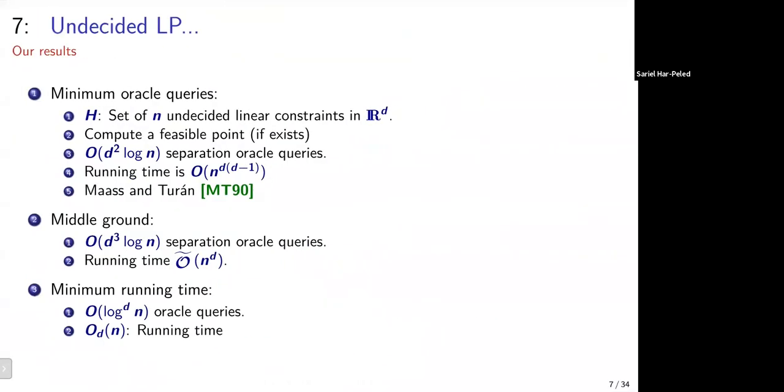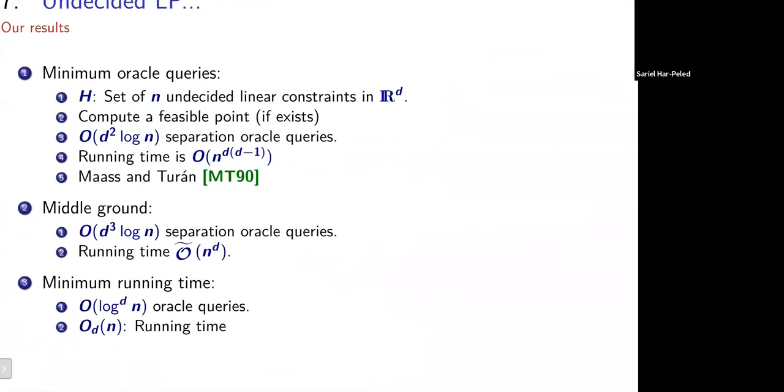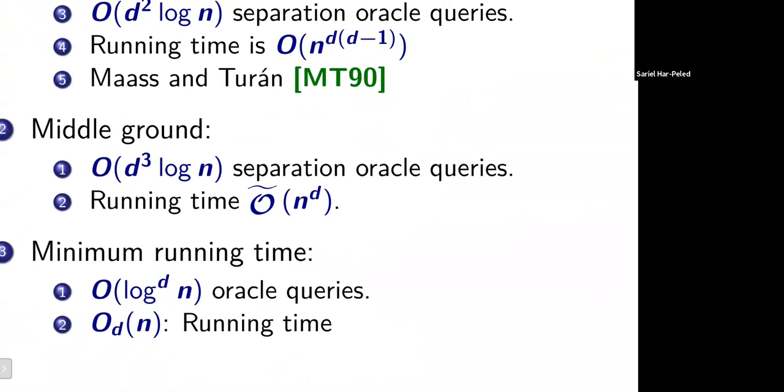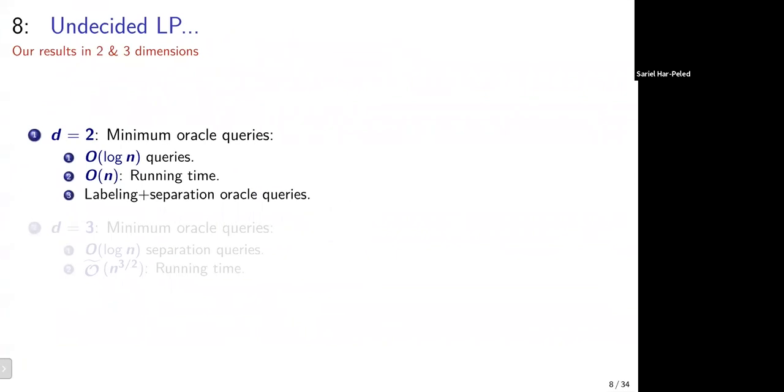And we also have an algorithm that is much better. The running time is linear. The constant, of course, in d is not happy, but the number of queries is slightly worse. It's log d to the n. So that's essentially what we currently have. And we have special results for 2 and 3 dimensions. For 2 dimensions, we can do log n queries, with a linear running time, but you have to do both labeling and separation queries. And in 3 dimensions, we can do n to the 3½ with log n queries. And for other dimensions, we currently don't know much.